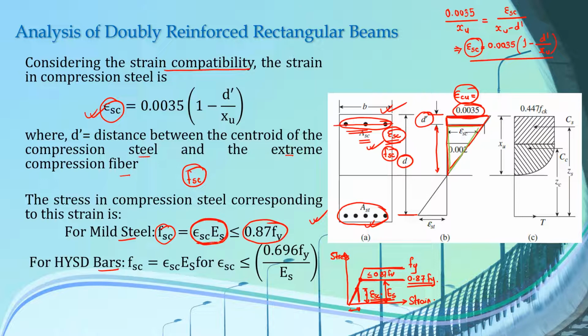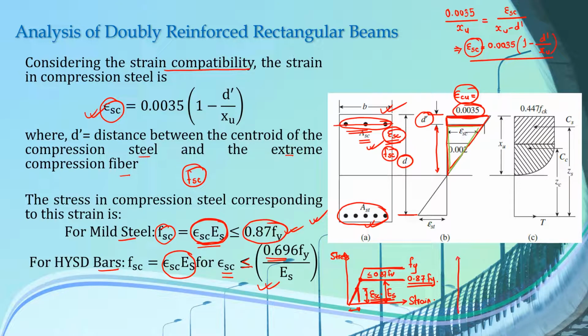So this is the value of stress in our steel for a stress level less than or equal to 0.87 Fy. Similarly, for high strength bars or cold deformed bars, the value of stress is again epsilon into modulus of elasticity, but this is for epsilon SC less than or equal to 0.696 Fy over Es. So how did we get this value here?